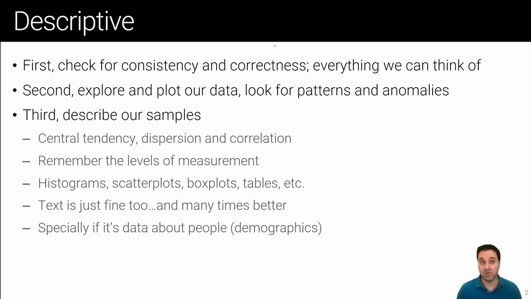And finally, just describe your samples, describe your data. And everything we saw about EDA comes in here. So central tendency, dispersion, correlation between variables. Always keep in mind the levels of measurement. So remember when you should use the median, because the mean is not a good idea for, for example, ordinal variables. Plot histograms, scatter plots, box plots, tables, anything that is going to help you take a quick look at the data and start making sense out of it.